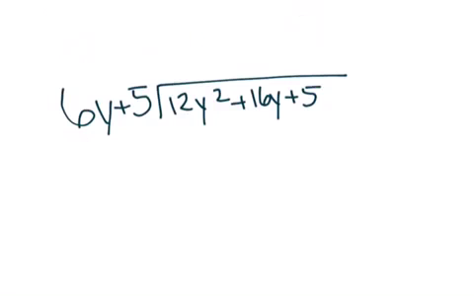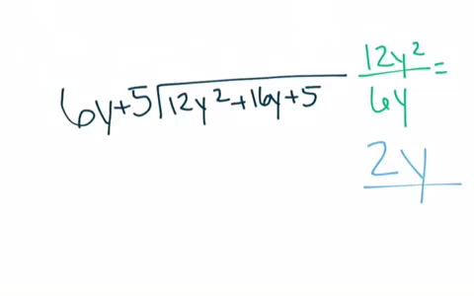Okay, so same thing here. We're going to divide the 12y squared over the first term in our divisor, which is 6y. So 12 divided by 6 is going to give us a whole number of 2. Y squared divided by y is going to give us y. So we take this term, 2y, and put it over the second term of 16y right there. Now we're going to multiply 2y by 6y. That's going to give us positive 12y squared. 2y times 5 is going to give us a positive 10y.